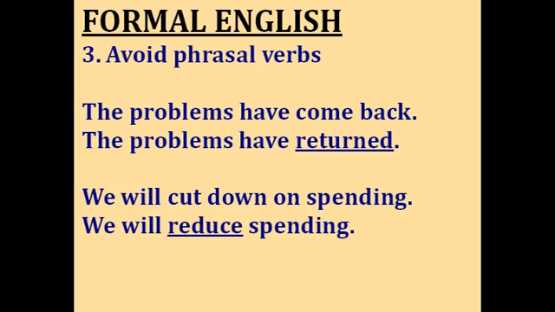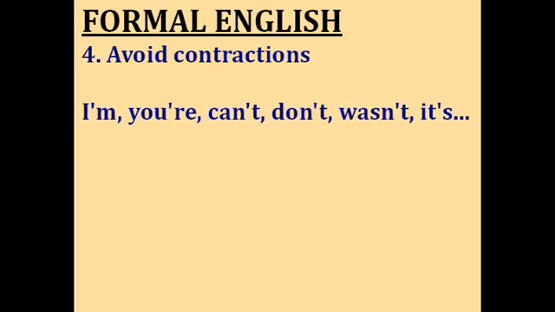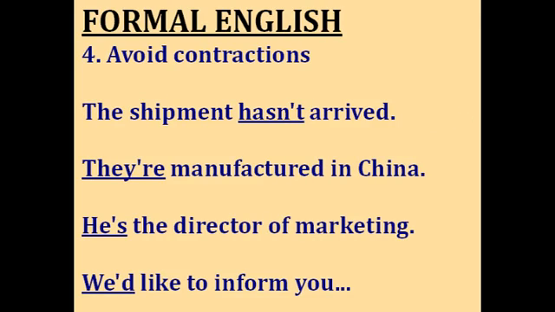The fourth characteristic of formal English is that we avoid contractions. Contractions are these shortened words like I'm, you're, can't, don't, wasn't, and it's. So here are four sentences. The shipment hasn't arrived. They're manufactured in China. He's the director of marketing. And we'd like to inform you. How can you write those sentences so that they don't use the contraction? Take a minute to write out the long form of each word.